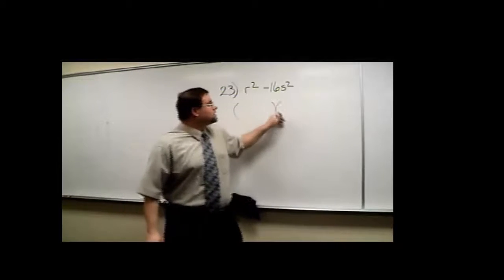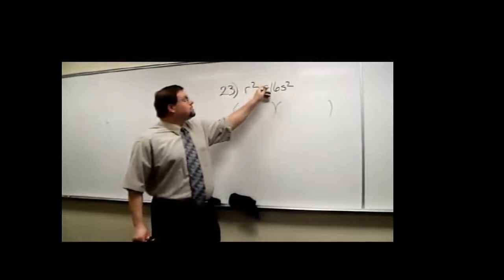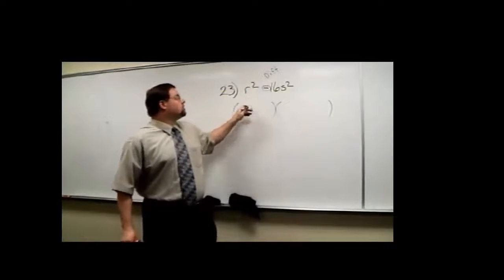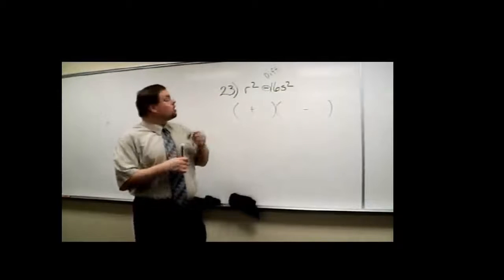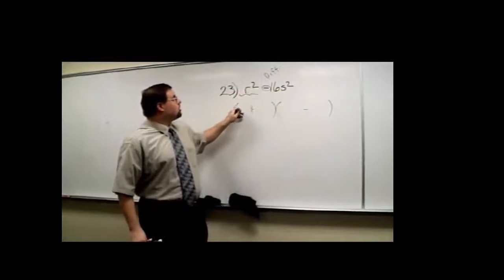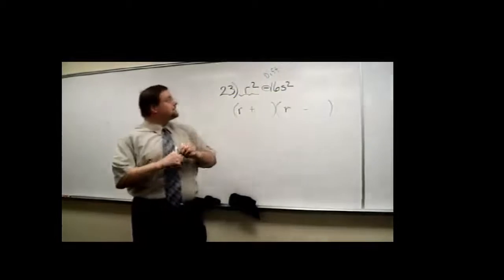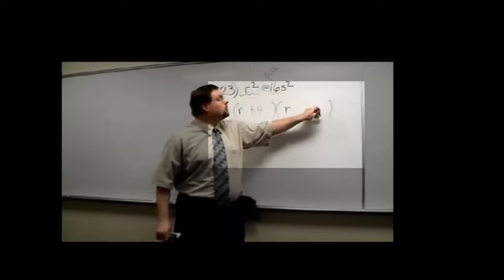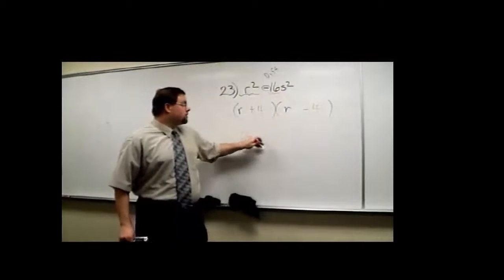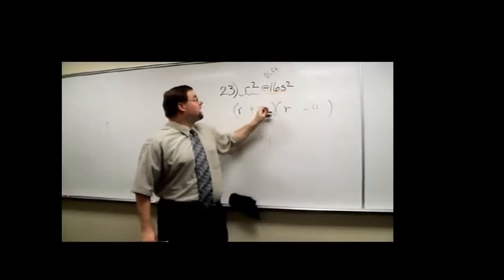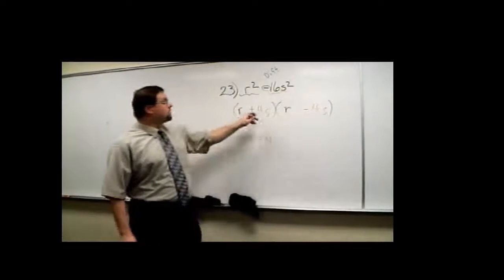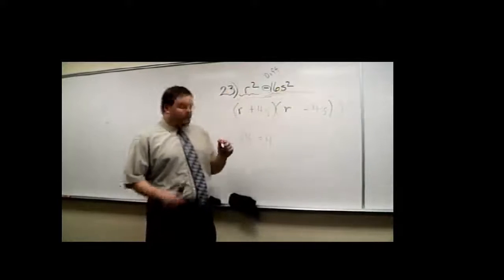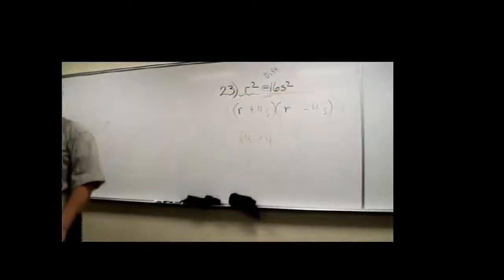Go and make it 2 parentheses. Because it's a minus in the middle, the signs will be different. So that means you're going to have 1 plus, 1 minus, and r squared is going to be just r and r. And 16, what's the square root of 16? It's 4 and 4, because the square root of 16 is 4. And then s squared is just going to be s and s. I have r plus 4s and r minus 4s. I'm done. Type this into MyMathLab and move on with your life. That's number 23.